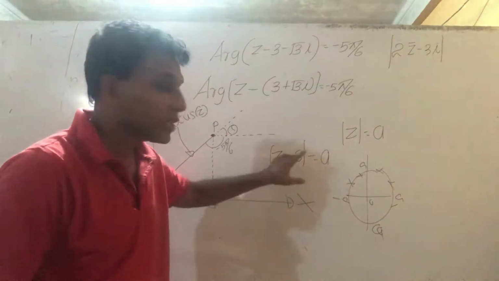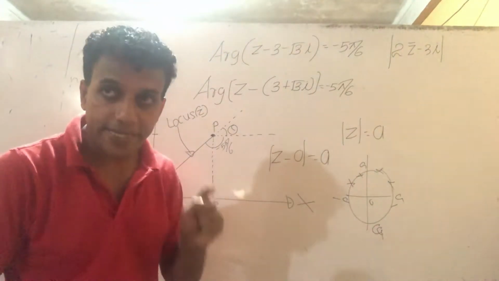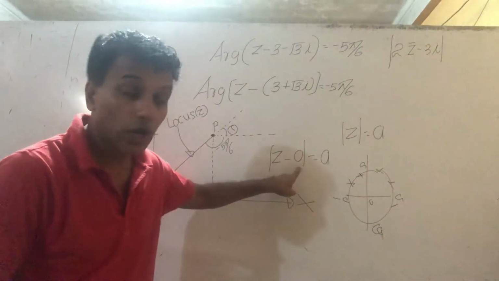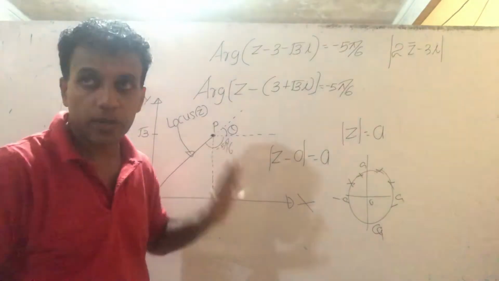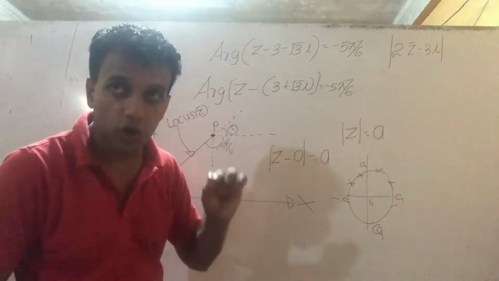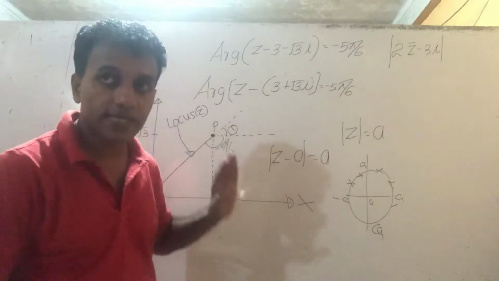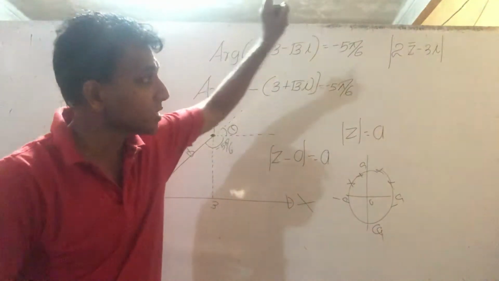So what does |z - 0| mean? It is the distance from the origin to that complex number. Distance from the origin to that complex number, very important. Now we change that problem.